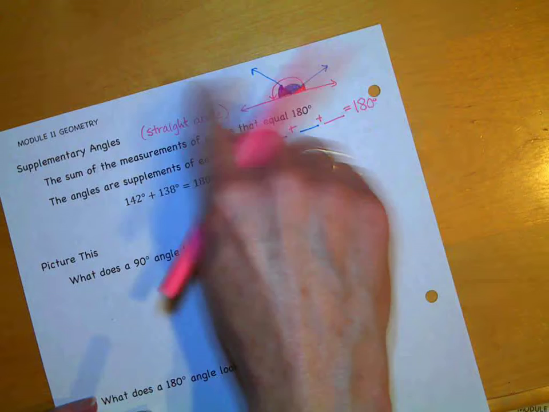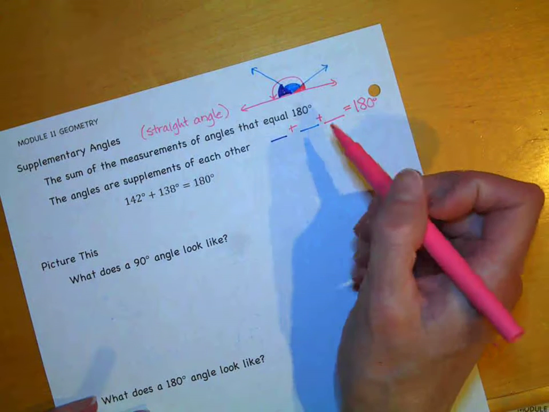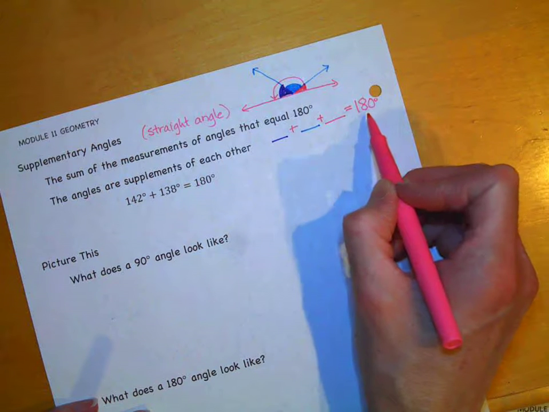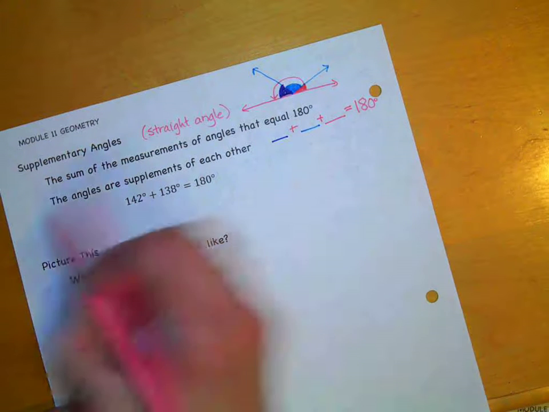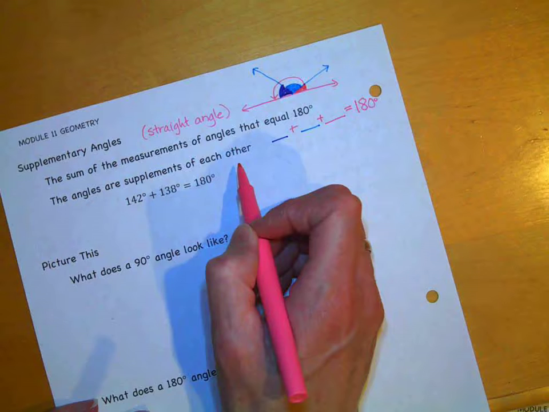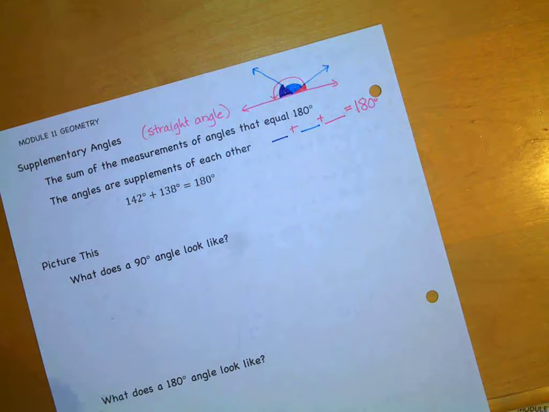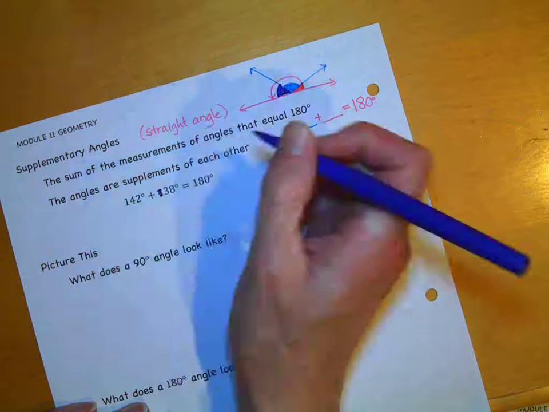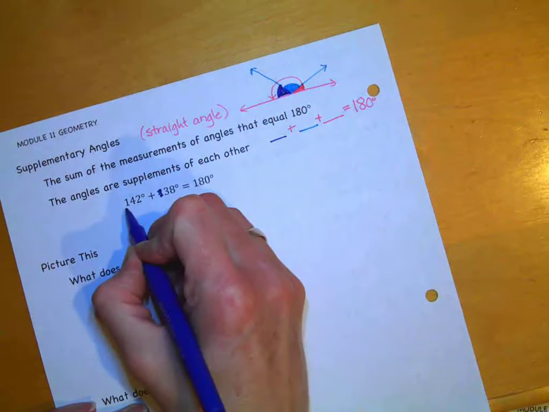Now, does it always have to be 3? No, you could have a bazillion sitting on there. The thing you have to remember about supplementary is that their total angle measurement has to be 180. Okay, the angles are supplements of each other. So what that means is if you take, I already can see I did a typo on this, I'm very sorry, but let's do this instead right here.